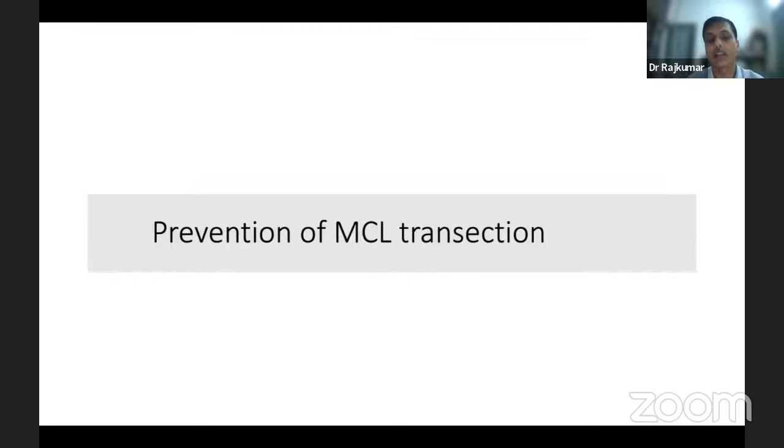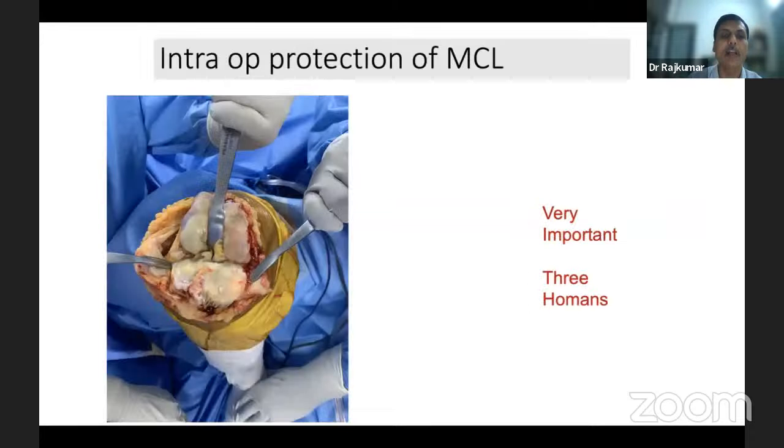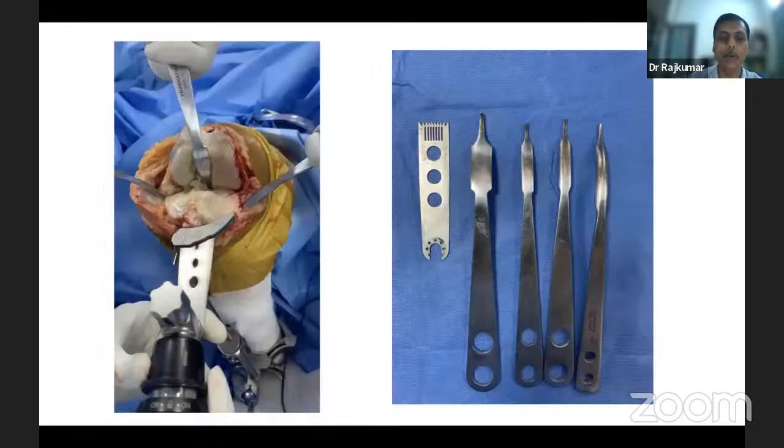So prevention is the most important thing. Whenever it happens, yes, you have to manage it. But how to prevent it? This is for the young surgeons. Whenever I open, I always use these Hohmanns. I have three small Hohmanns and one big. One big, I use till I take a proximal tibial cut. Very important.